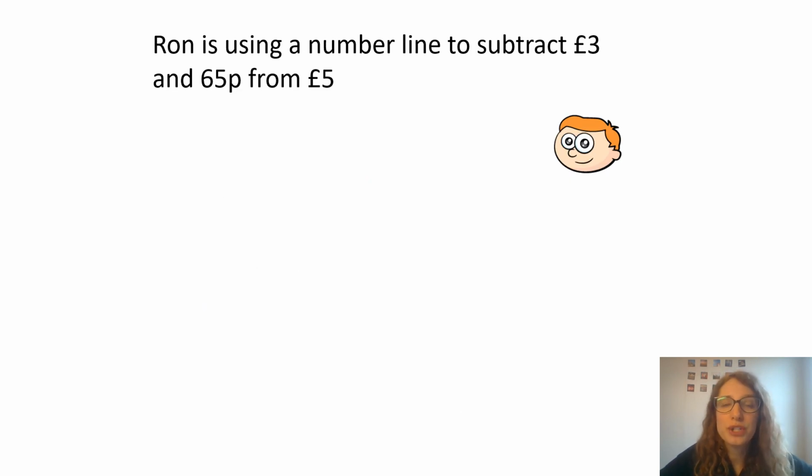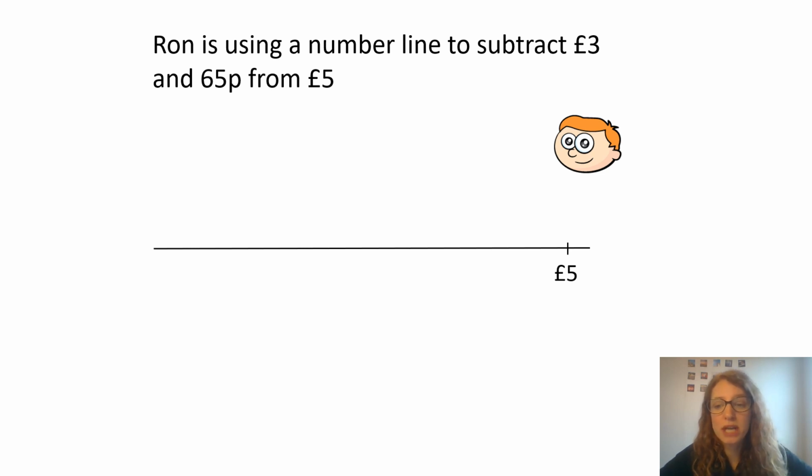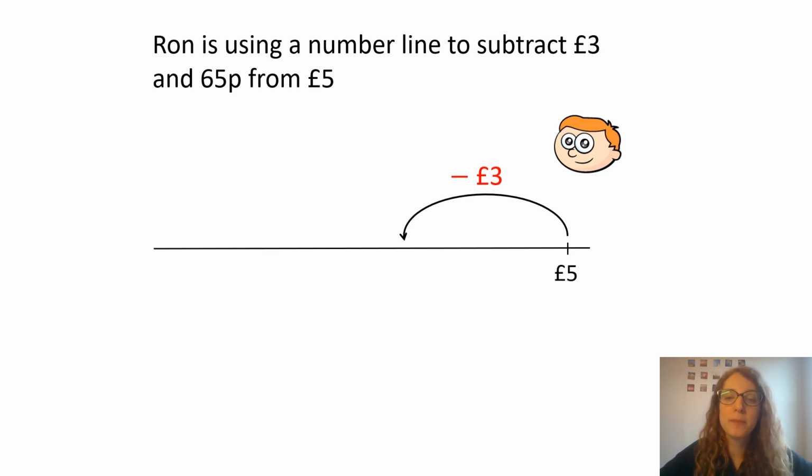Okay, Ron is using a number line to subtract £3 and 65p from £5. Okay, so here's my number line. I've got my £5 at the end. Because we're subtracting, it is getting smaller, so £5 is going at this end. And I'm going to start by subtracting the pounds. So I've done my jump and I'm taking away 3. So what is £5 take away £3? And I'm going to write the answer underneath the arrow where the jump ends.